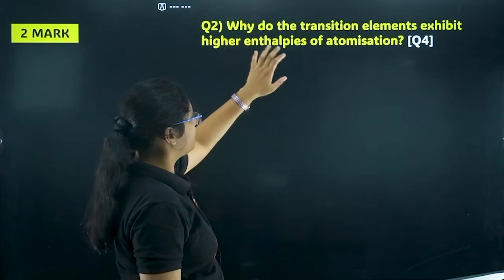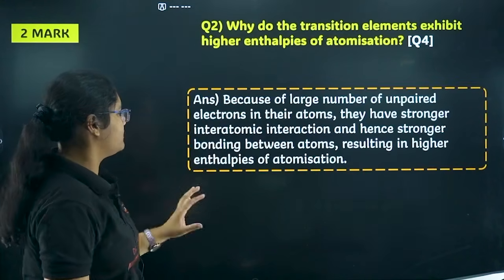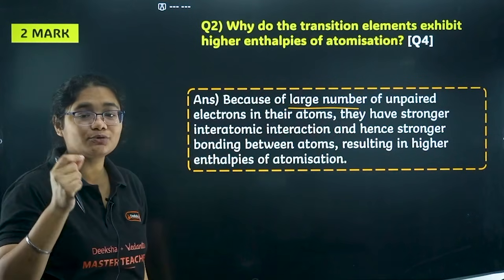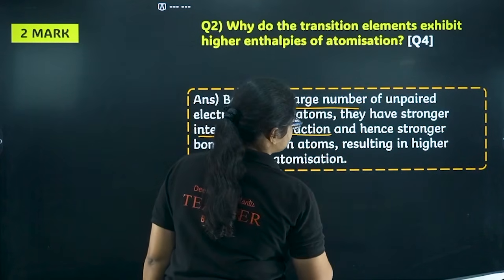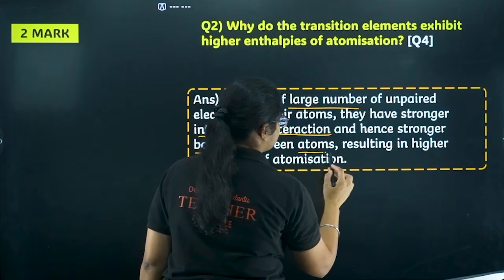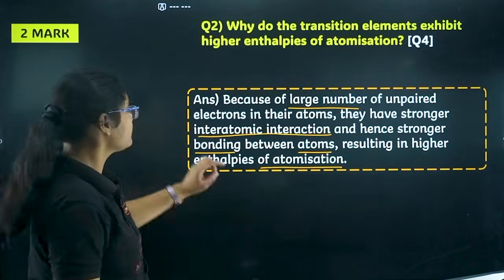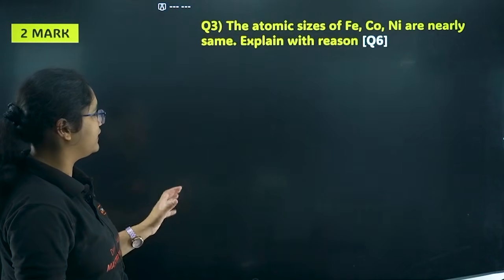Next, question number 4. Why do the transition elements exhibit higher enthalpies of atomization? Very important question. Transition elements have a large number of unpaired electrons, right? Due to these unpaired electrons, there are interatomic interactions and hence stronger bonding between the atoms, resulting in higher enthalpy of atomization.